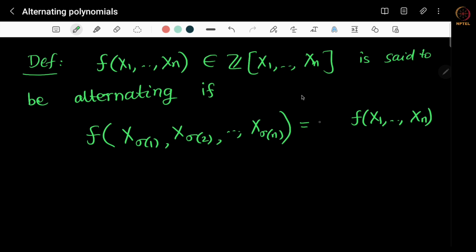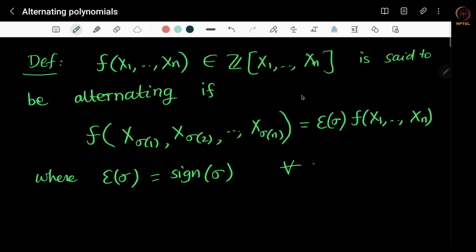Okay, so there's a plus minus sign here, and that sign is the sign of the permutation sigma, where epsilon sigma is the sign of sigma. Okay, and this is for all permutations sigma in Sn. So recall the sign of a permutation: for the even permutations, the sign is +1. For the odd permutations, the sign is -1. Okay, so that's the definition. It's almost like the symmetric polynomials.